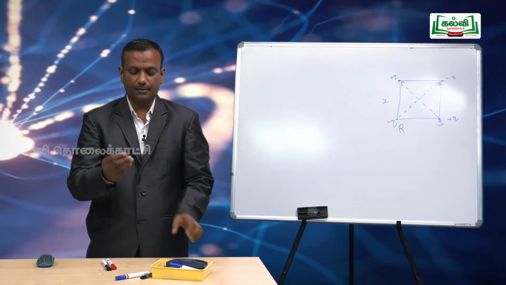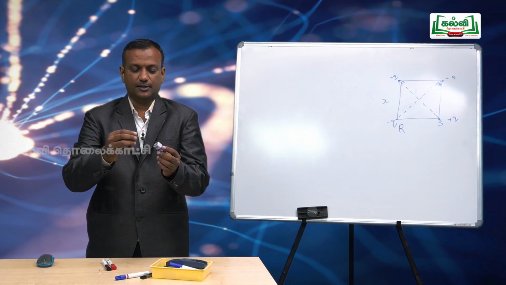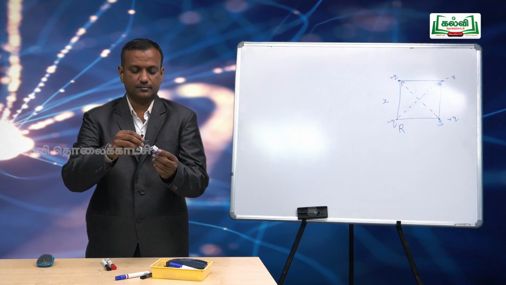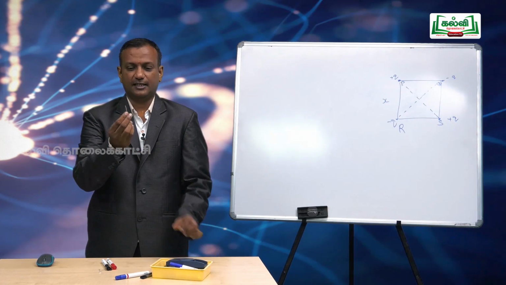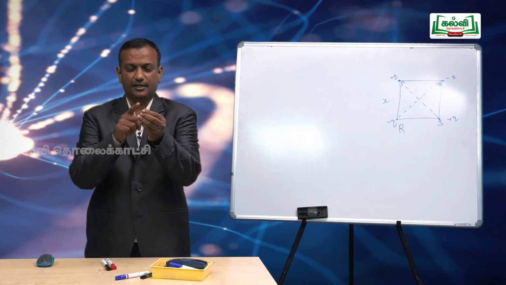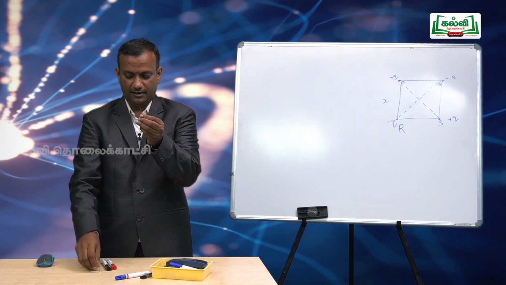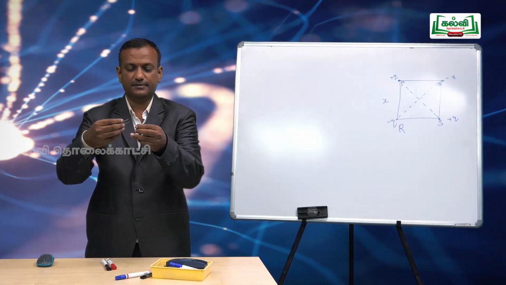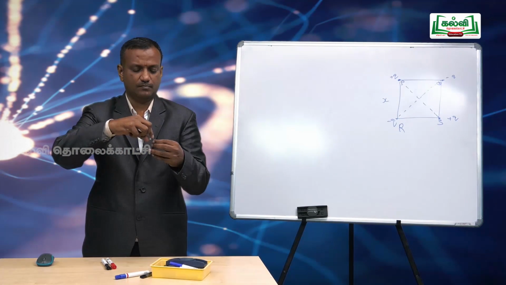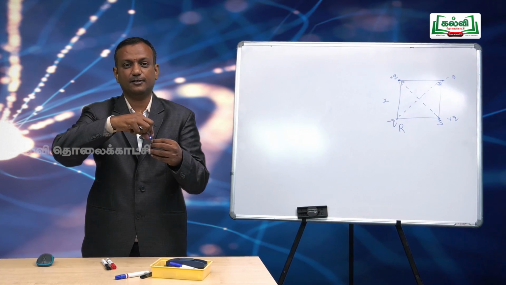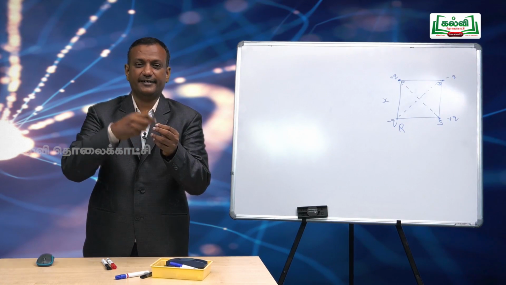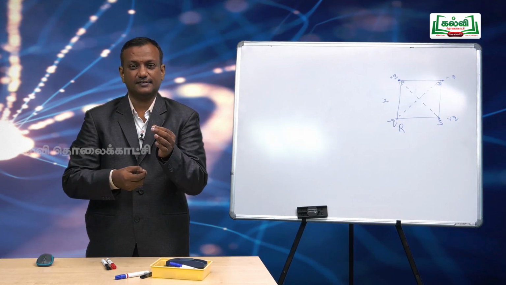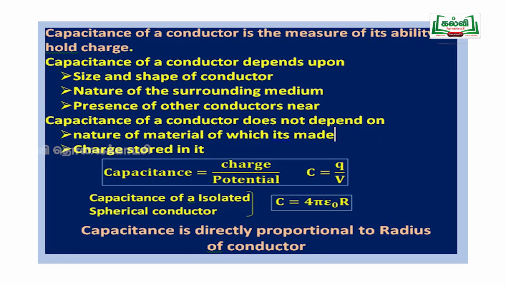So, for this, I am going to connect this capacitor to a battery. This capacitor gets charged, and it is producing a potential difference. Now, if I connect the LED bulb, the LED bulb glows. So, this conductor, when the charge is given, is able to produce a potential difference. The ratio of charge given to the potential is known as its capacitance.